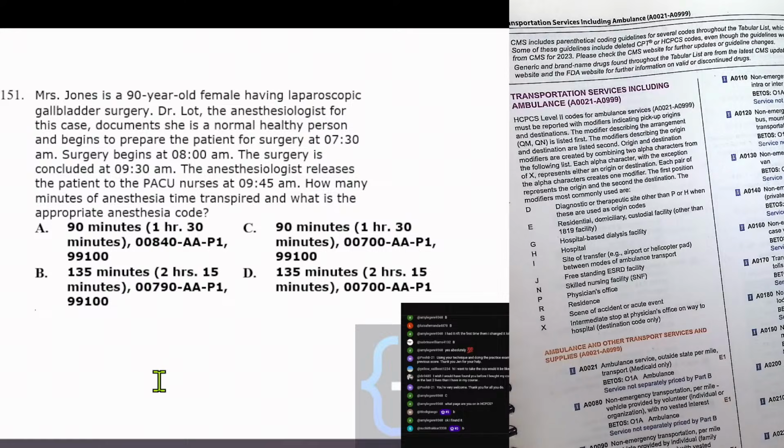DV says, I wish I would have found you before I bought my course. I'm on chapter 14 of 20, and I've learned more from you in the last 2 lives than I have in my entire course. Aw, that is awesome.